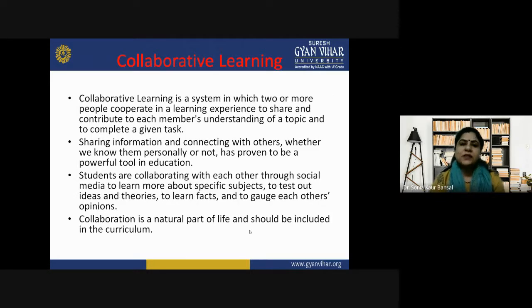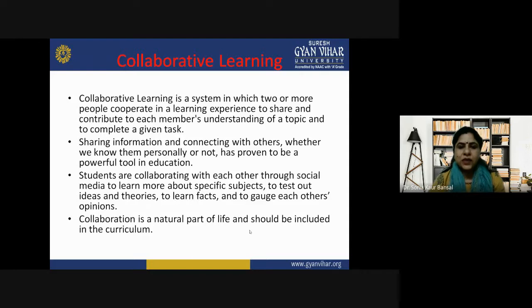Now let's understand something about collaborative learning. And what is collaborative learning? Just understand it first, that it is a system in which two or more people cooperate in a learning experience to share as well as contribute each member's understanding of a topic and to complete a given task. So collaborative learning is a system which has to be followed when you want to share each other's understanding about a topic and you are completing a particular task.